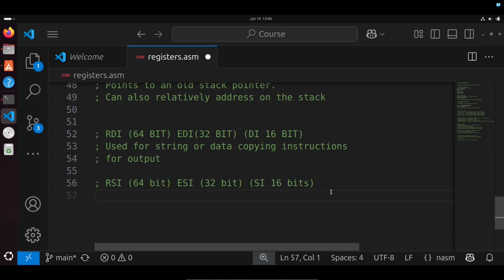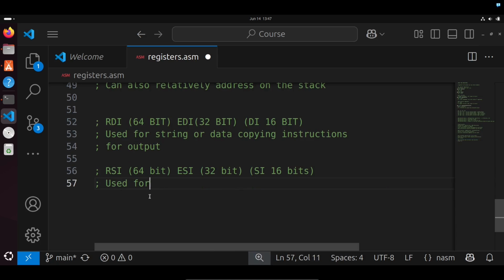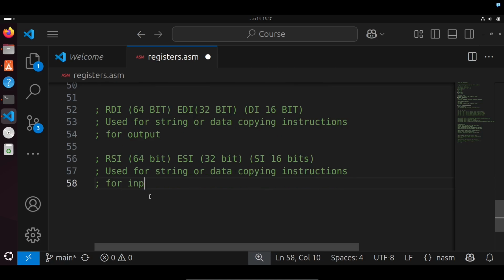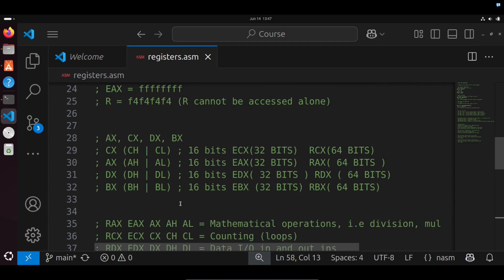So think of it like a memcpy function, right? You have the input and the output. Yeah, RDI is used as the output address. RSI is the input address, okay? Used for string or data copying instructions for input. Okay, so I've explained to you all the registers that matter.